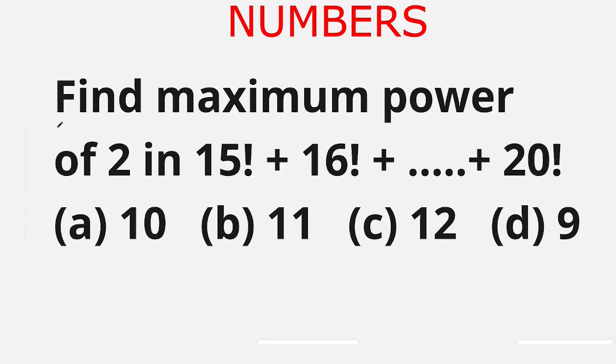Our question is, find the maximum power of 2 in 15 factorial plus 16 factorial plus up to 20 factorial. The given options are option A 10, option B 11, option C 12, option D 9.